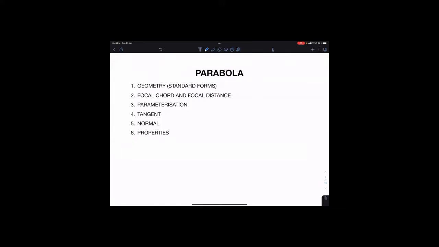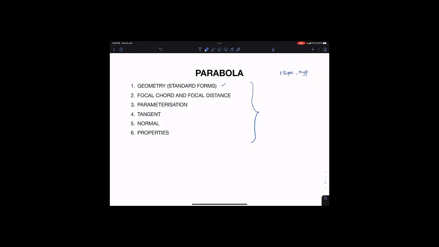Today's class is on parabola, but in fact, I should remind you that it is the case not only with parabola, even with ellipse and hyperbola, you have the same categories to learn in a conic. Whenever you are learning a conic, you have 6 categories to be learned. Very simple. First thing is the geometry of the conic.